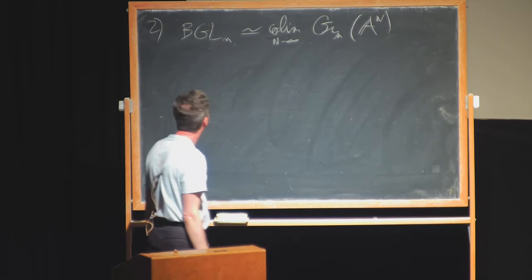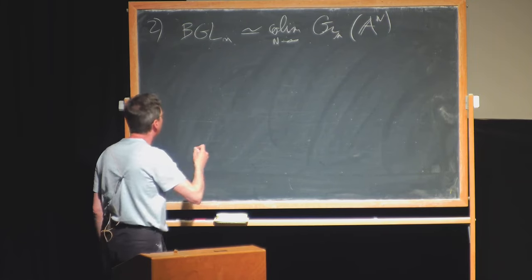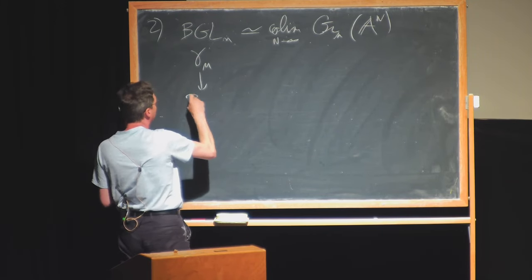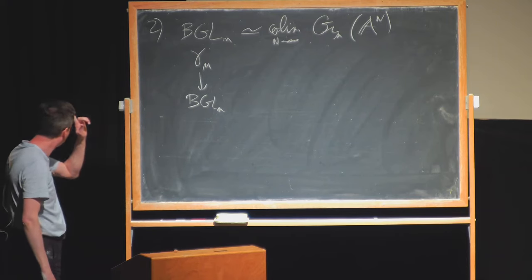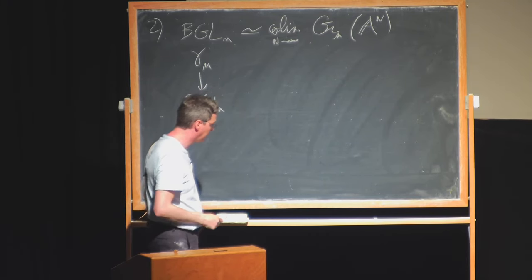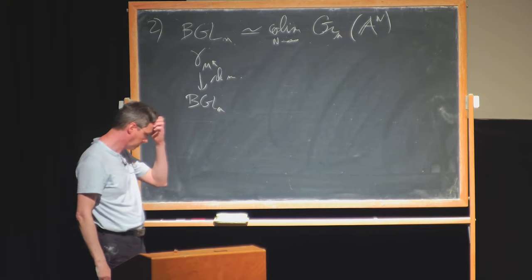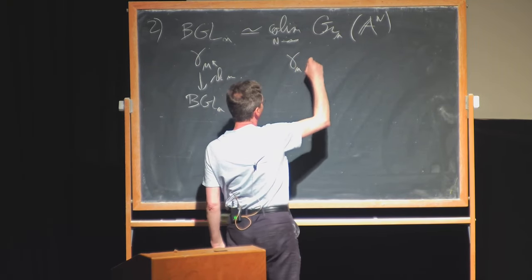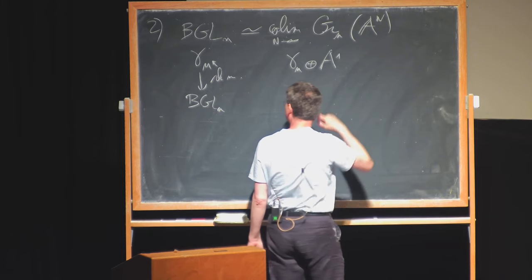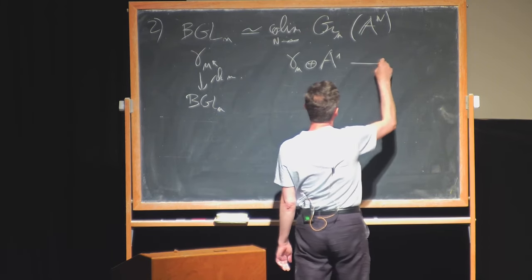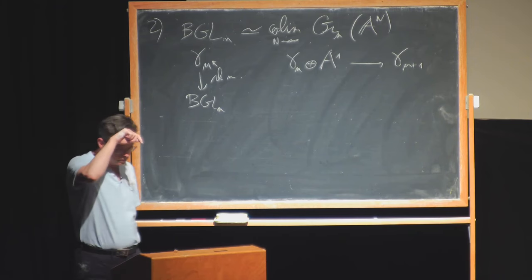And it plays the same role as BGL_n. On this object, you have a tautological rank n vector bundle, and we can work Nisnevich locally without A1 invariance at some point. So these are rank n universal vector bundles. Okay, and if you look at this vector bundle, gamma_n plus A1, it's a rank n plus one vector bundle, so it will be classified by a map to BGL_{n+1}. Out of this you get a map to gamma_{n+1}. Okay. By the universal property.